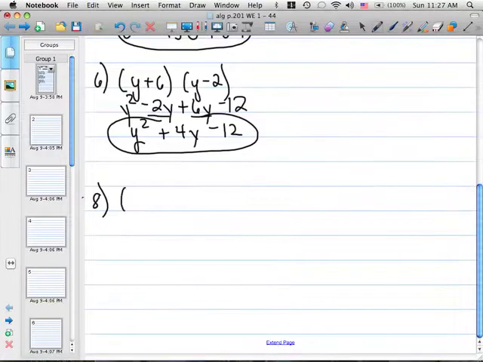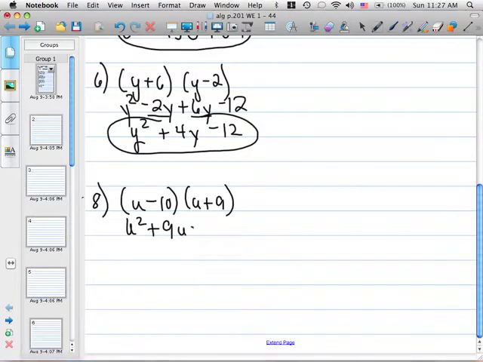Number 8, we have u minus 10 times u plus 9. First terms, u squared. Outer term, positive 9u. Inner term, negative 10u. Last term, negative 90. Collecting the middle terms, u squared minus u, positive 9, negative 10, minus 90.